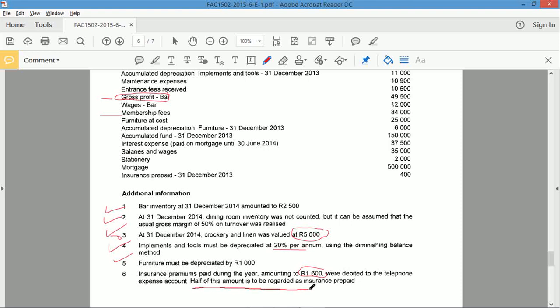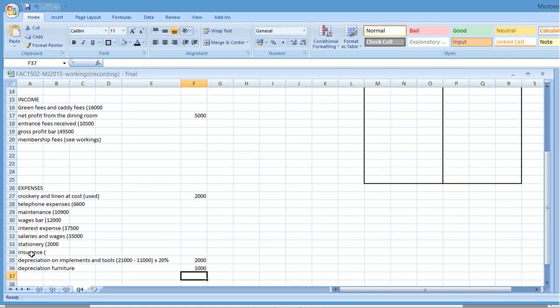Half of this account is to be regarded as insurance prepaid. Okay, we can see there that we had insurance prepaid, but that was from last year. So that was last year's prepayment. So that we need to obviously take into consideration this year. So let's go to the insurance account. There's the insurance account. I'm going to show 1,600 here. Okay, half of it was prepaid. So minus half of it, 1,600 divided by 2.